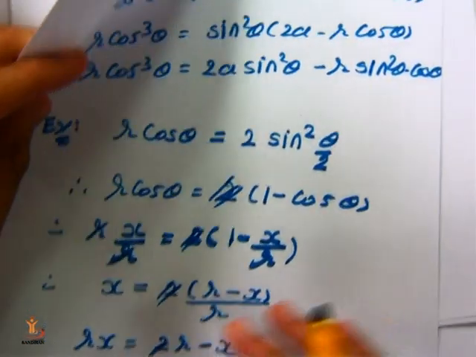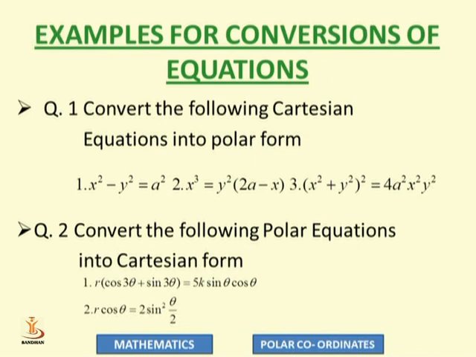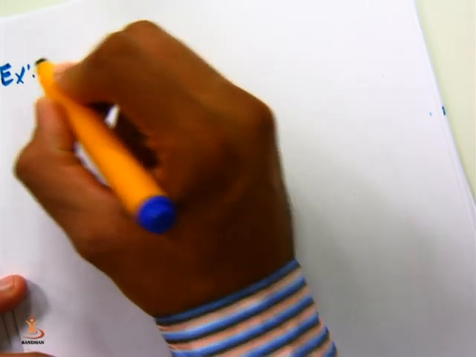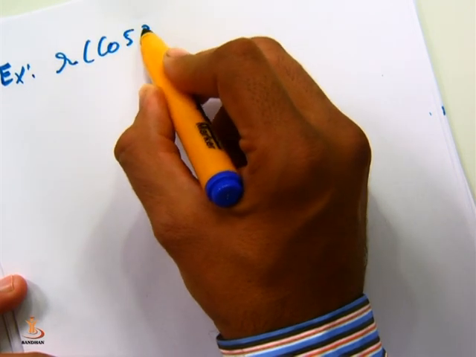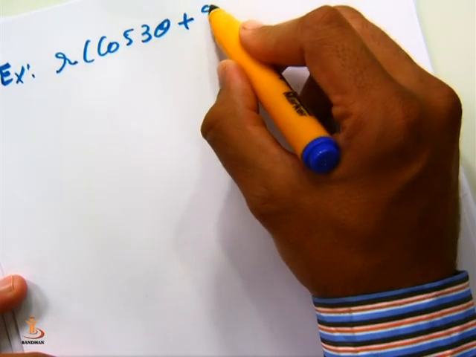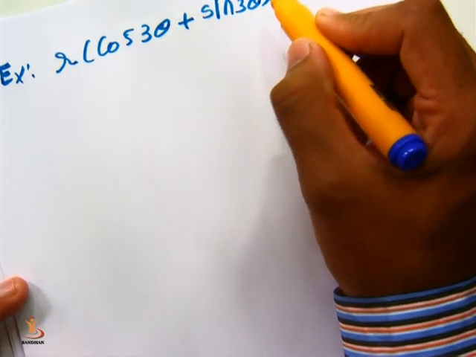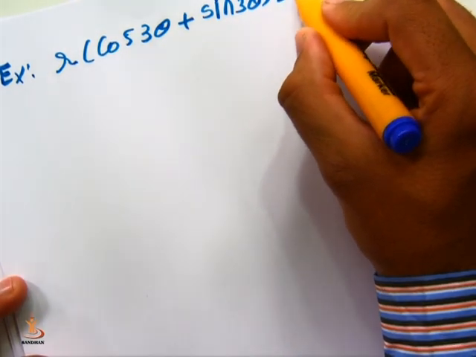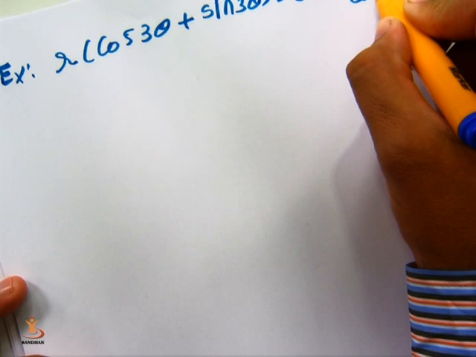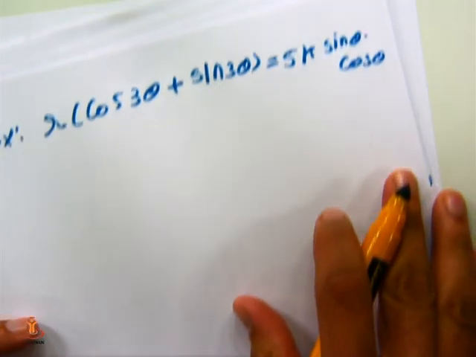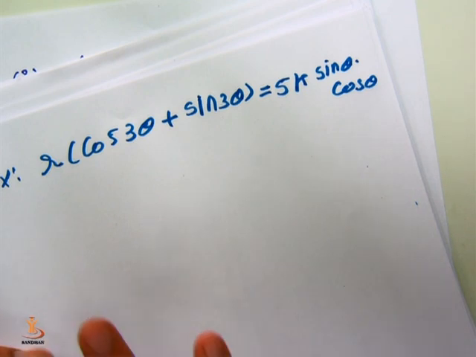Now one more example of the same type to make this idea much clearer. We'll take one more example, that is r (cos 3 theta plus sin 3 theta) equals 5k sin theta into cos theta. This entire equation is now to be converted into Cartesian form.